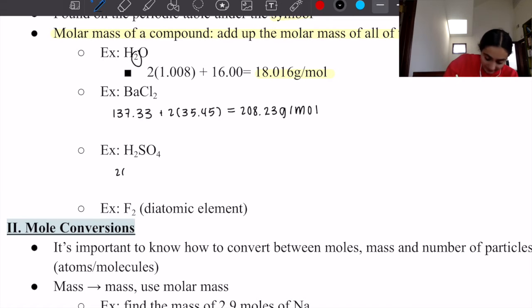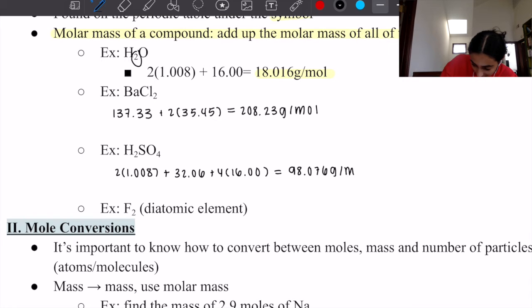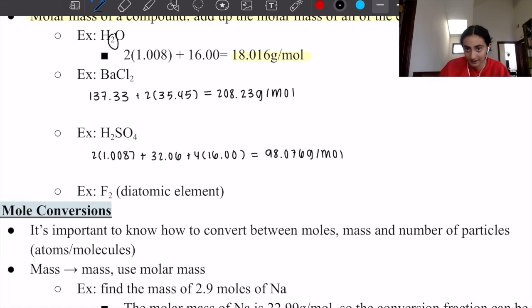Okay, so next we have H2SO4. So I'm going to do the same thing. I have 2 times 1.008 plus 32.06, the molar mass of sulfur, plus 4 times 16, the molar mass of oxygen. I'm going to add that all up. I'm going to get 98.076 grams per mole. That is the molar mass of sulfuric acid.